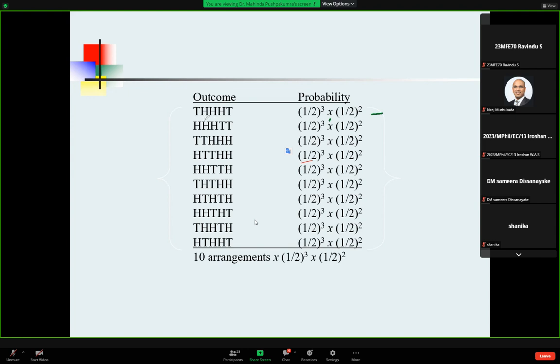First one, let's say tail, head, head, head, tail. And like this, there are 10 ways. Then the probability is equal to the probability related to one outcome multiplied by 10. Why do we multiply by 10? There are 10 arrangements, that means 10 outcomes. For each outcome, the probability is the same. Then we multiply by 10.